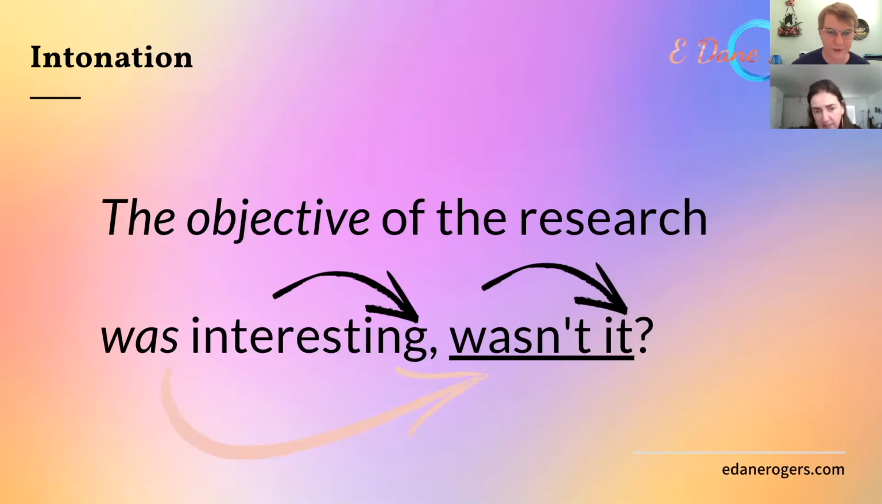Good. So we wanted to fall both at the last word in the statement and in the question. So we're going to fall twice. Research was interesting, wasn't it? So like doing waves here. So try one more time. The objective of the research was interesting, wasn't it? Perfect, wasn't it? So even though it's got a question mark, we want to say this sentence as if it's not a question, like it's a statement.